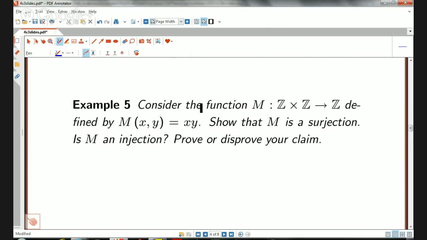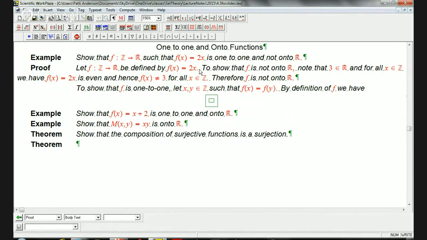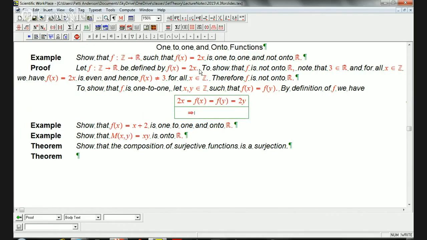Okay, look at this function. This one's quite a bit different. It takes a point x, y, and it gives you x times y. So we need an x, y in the integers such that f of x is equal to f of y. Just applying the definition of f, you're going to have 2x, that's equal to f of x, which we're assuming is equal to f of y, which is equal to 2y. Divide both sides by 2, and you have x is equal to y.